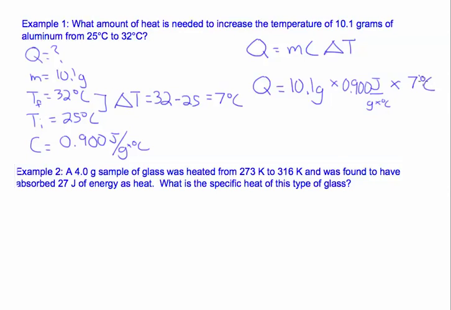And we can check our units. Celsius cancels out, gram cancels out, and gives us Q, which makes sense. And we do 10.1 times 0.9 times 7. And you should get 63.63. If we look at our significant figures, we have 3, 2, 2, and 3. So we're going to round our answer to have 2. We're going to have 64 joules.